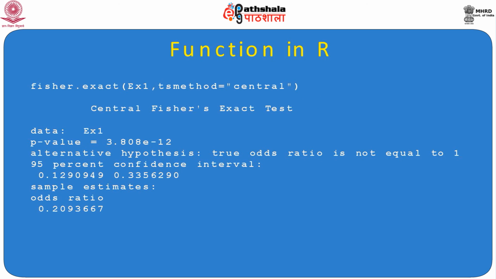Now the TS method mean likelihood has been replaced here by central, and it will give us the central Fisher's exact test. Slight changes in the p-value have been observed, but the confidence interval of the odds ratio has not changed, and the odds ratio estimate is again 0.20. So as a TS method to get the estimates of odds ratio and confidence interval, we can use the mean likelihood and the central as well. However, no difference in the estimate is observed, but in terms of p-value a difference is observed.